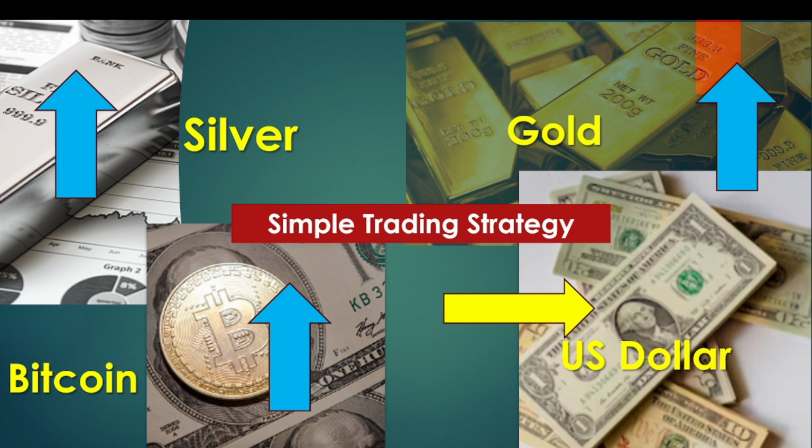This is the gold, silver, Bitcoin and US dollar update. We're looking at gold, silver and Bitcoin all taking a bit of a rise since our last update, and the US dollar has trended sideways.